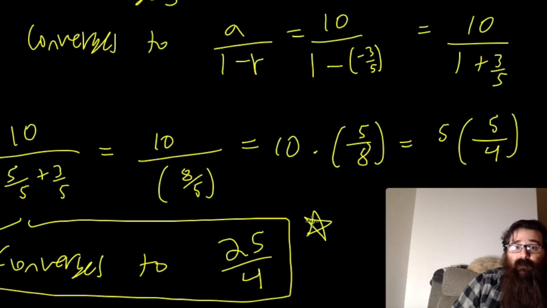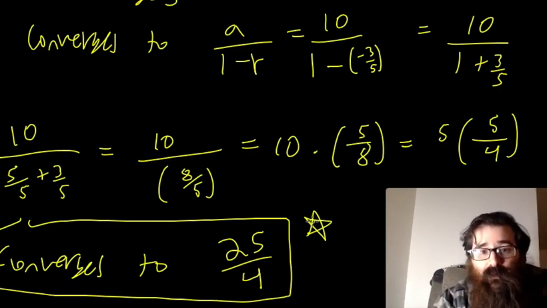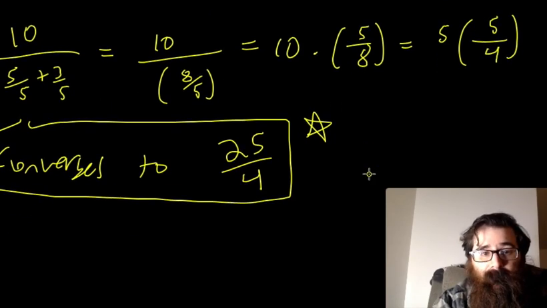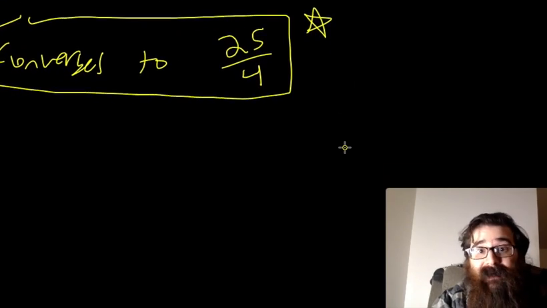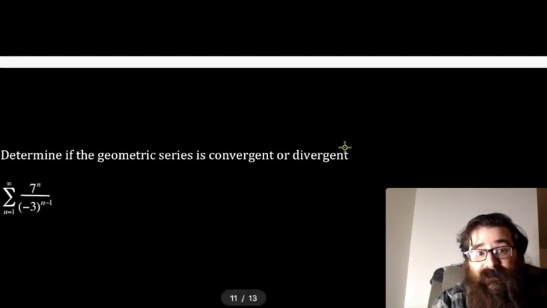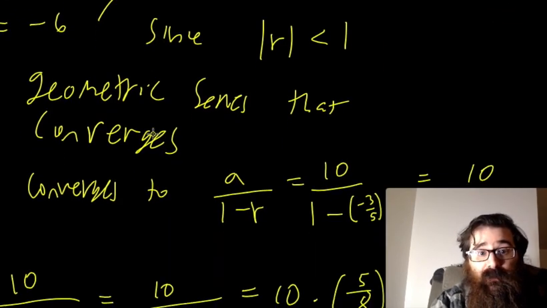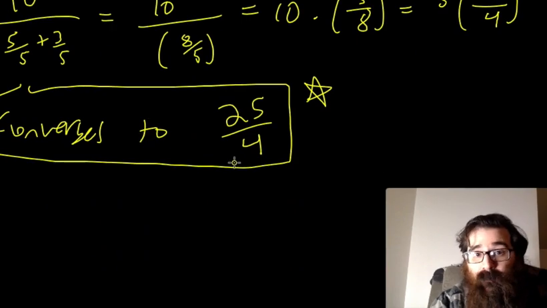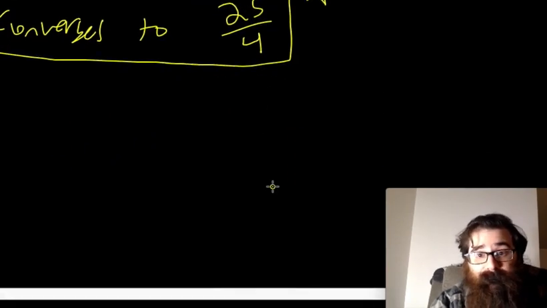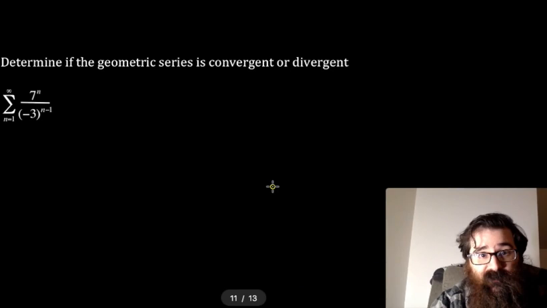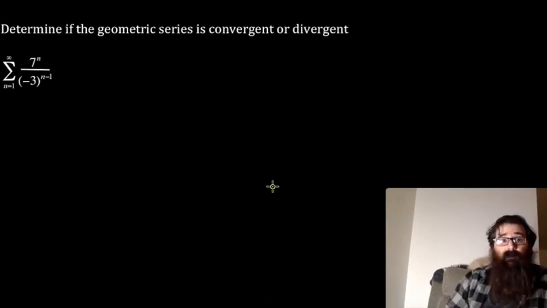So with a geometric series, not only can I tell you if it's convergent or divergent, but if it is convergent, I can find what it converges to, what that sum is. If I were to keep adding up the numbers on this list in this fashion, it would eventually slow and would be headed towards the number 25/4, which is really cool that we can do that with a geometric series. Let's take a look at another example.